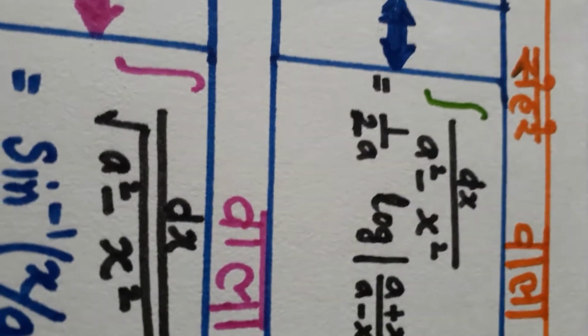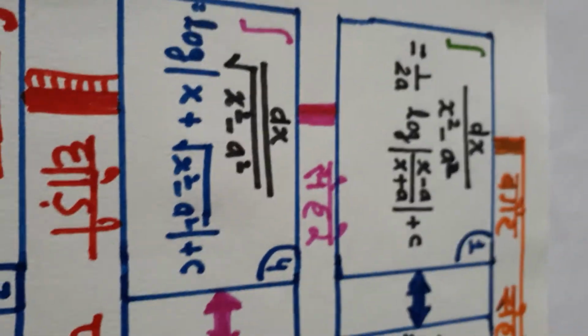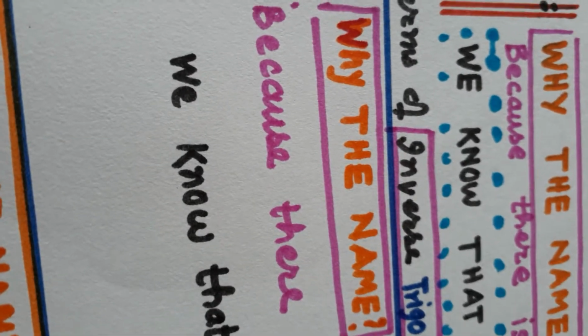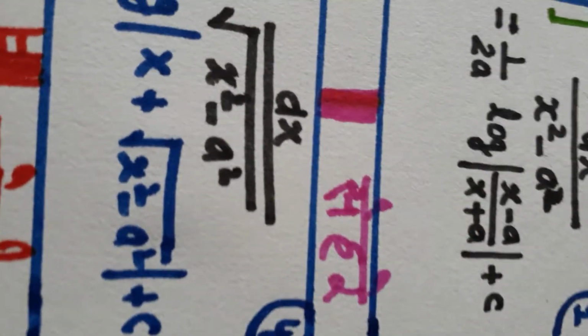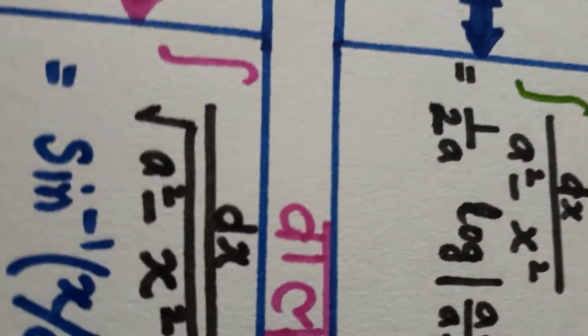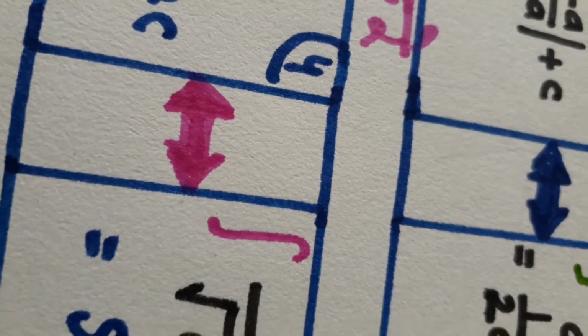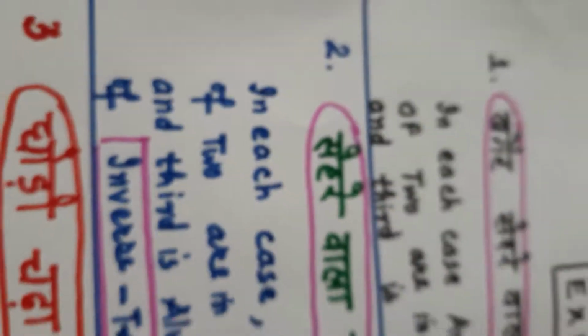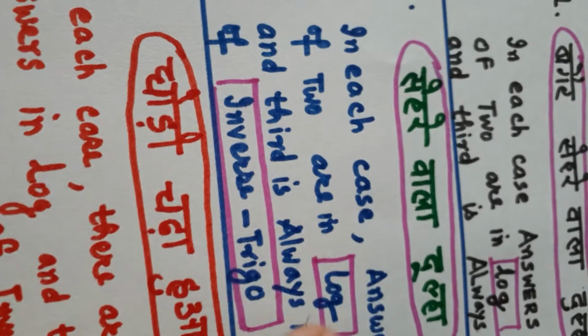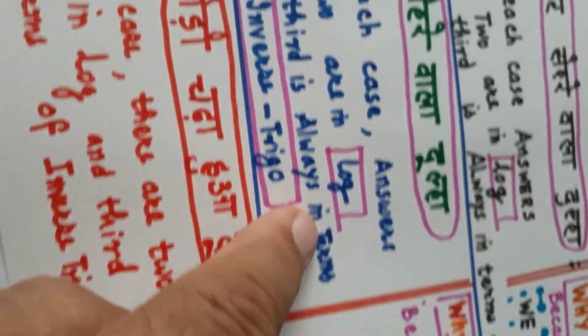Now in the second case, सेरे वाला दूल्हा. In case of सेरे वाला दूल्हा, why the name सेरे वाला? Because there are square root signs. Square root sign means sera. S stands for sera. So सेरे वाला दूल्हा means where the square roots are there. So in these 3 formulae, there are square roots. Now, out of the three, in each case, answers of 2 are in log, and the third is always in terms of inverse trigo.